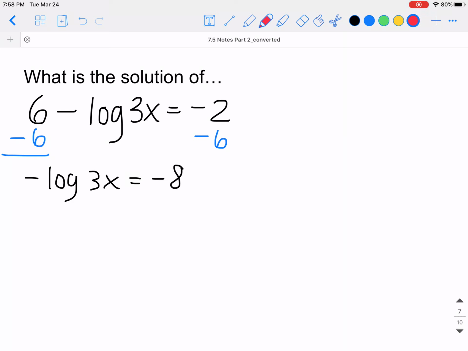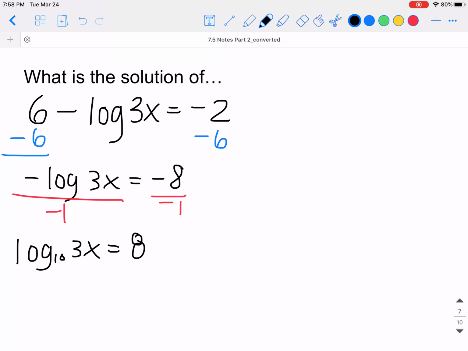Now we're almost ready to start, but we have this negative. So to get rid of it, we're going to divide both sides by negative 1. So this becomes log base 10 of 3x equals positive 8. Now we can rewrite this in exponential form as 10 raised to the 8th power equals 3x.